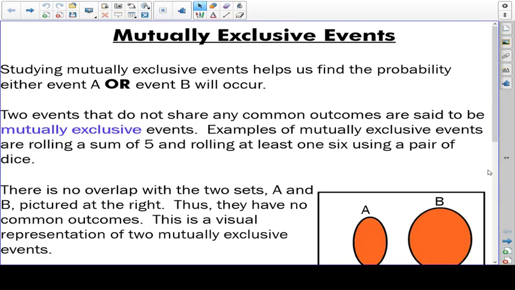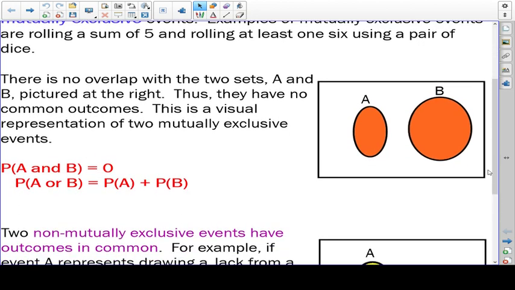Mutually exclusive events are trying to find the probability that one event or another event will happen. Mutually exclusive events are events that do not share outcomes. So an example of a mutually exclusive pair of events would be rolling a sum of 5 and rolling at least 1 six using a pair of dice. If we take a look at sets A and B, there's no overlap with these sets. Therefore, there's no outcome that's related to event A and event B. Therefore, they are mutually exclusive.